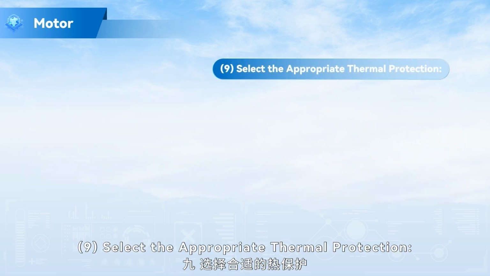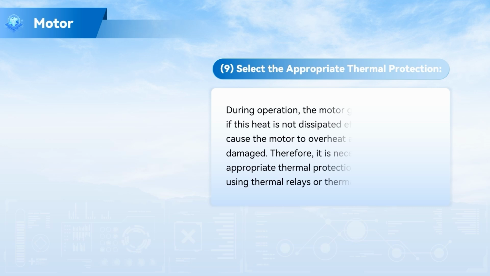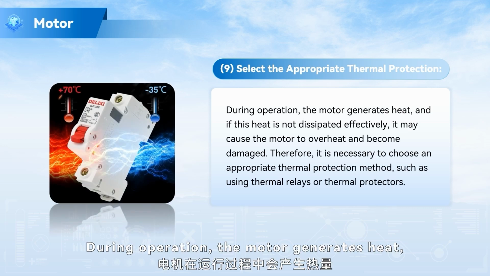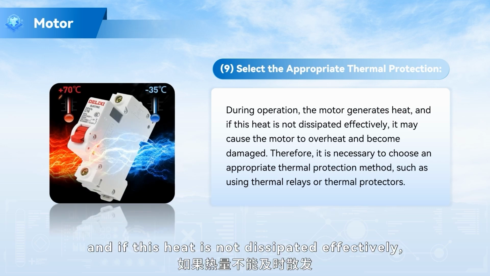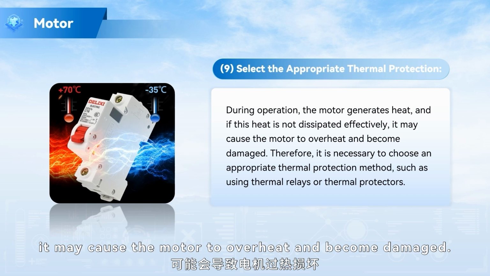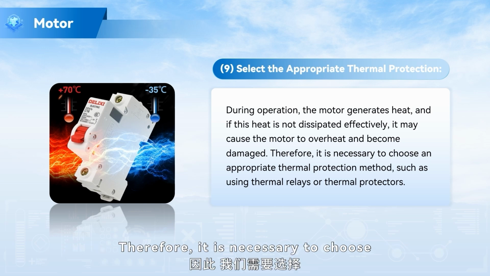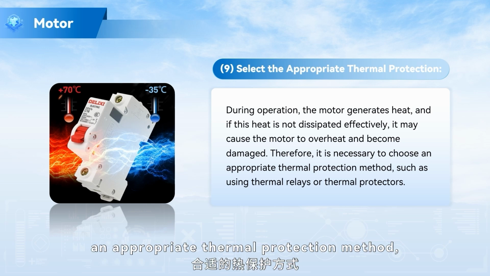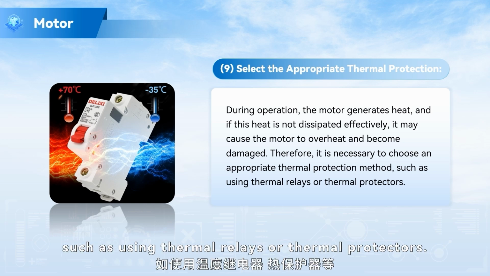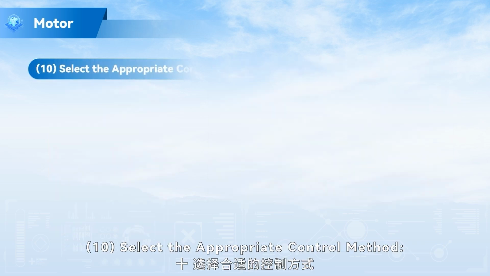9. Select the appropriate thermal protection. During operation, the motor generates heat, and if this heat is not dissipated effectively, it may cause the motor to overheat and become damaged. Therefore, it is necessary to choose an appropriate thermal protection method, such as using thermal relays or thermal protectors. 10. Select the appropriate control method.